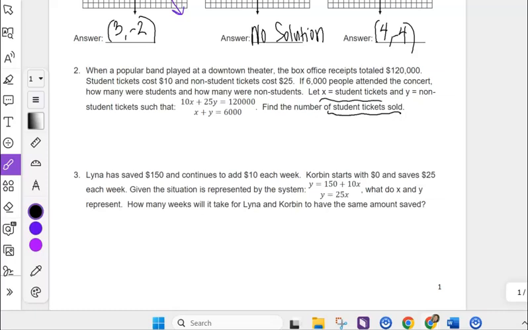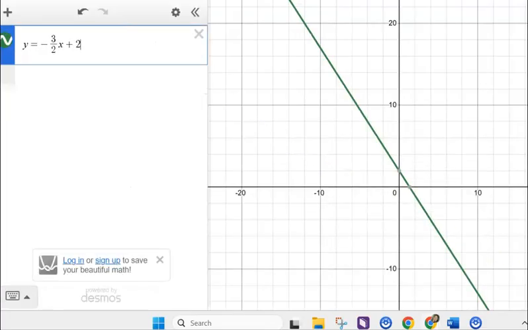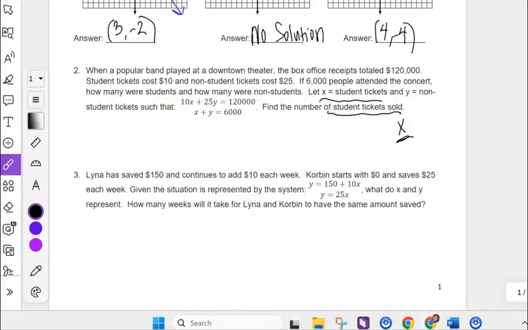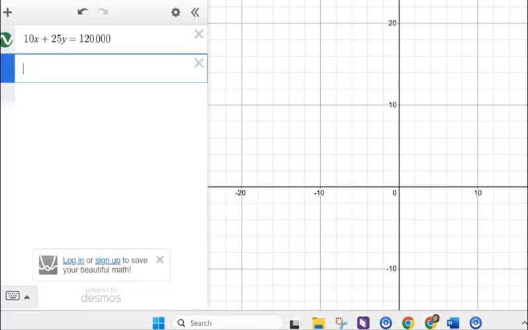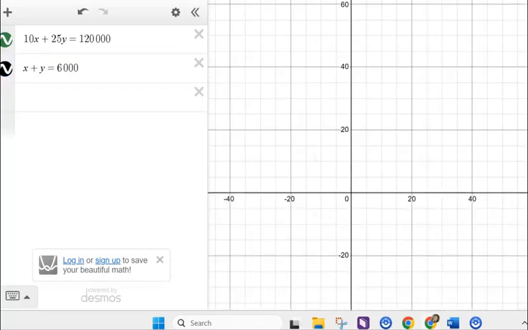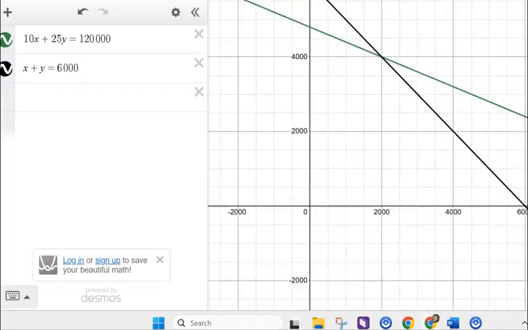So we know that x is student tickets sold, so we're looking for x. So I'm just going to go back to my calculator, and I'm going to put that in there. It is 10x plus 25y equals 120,000. And then it's x plus y equals 6,000. Now, as you can see, you can't see the graph, so you're going to have to scroll, zoom out until you can, and then you just hit it, and that is 2,000, 4,000.